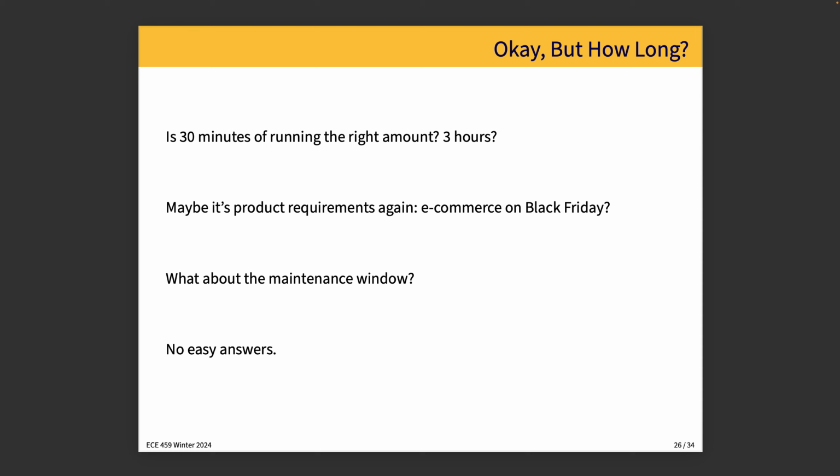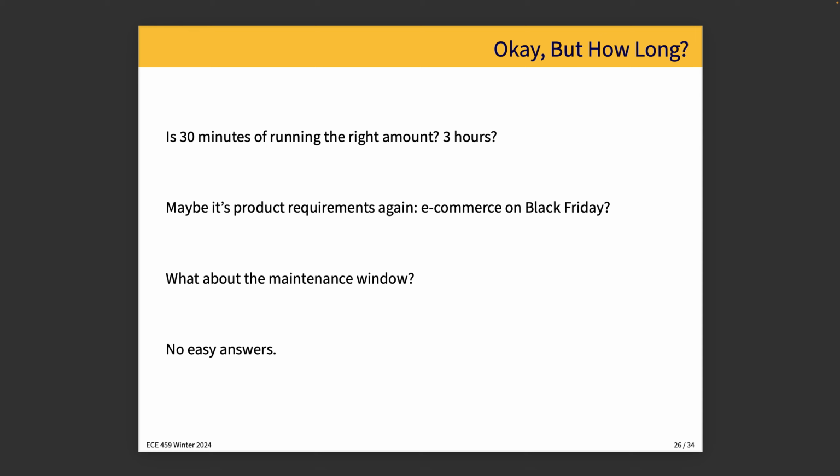Okay, so how do you choose how long the observation period is, right? I've said in the running analogy, like 15 minutes is too short. Is 30 minutes the right running length to get a real idea of what I can do? Should it be 3 hours? I don't know. Once again, our first guide might be product requirements for what we're building and testing, right?